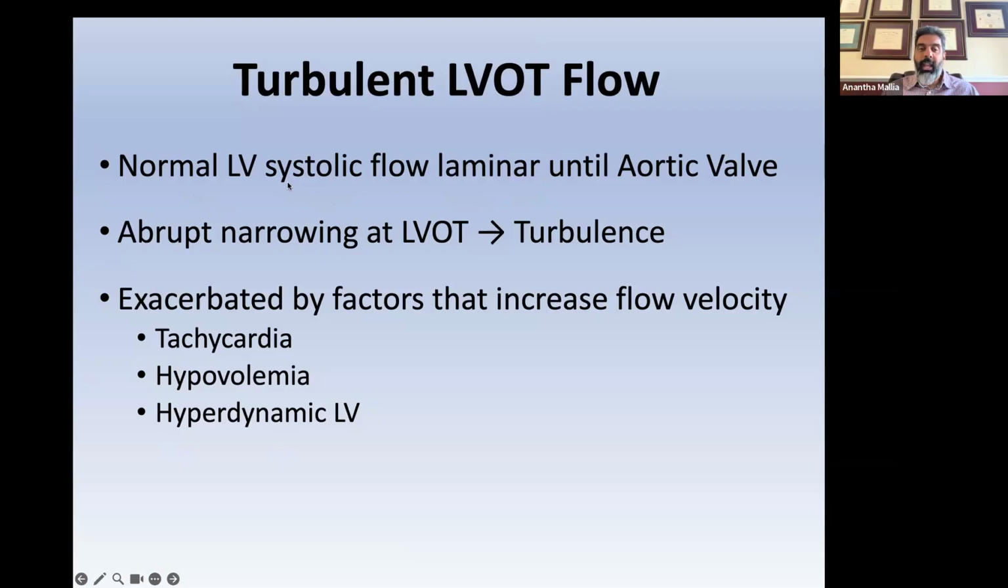But if you get abrupt narrowing of the LVOT like you see with HCM, laminar flow can quickly turn turbulent. And again, that's all because of the sudden acceleration of flow in the LVOT. So laminar flow turns turbulent. And again, all the things that exacerbate the dynamic obstruction will make the turbulence worse.